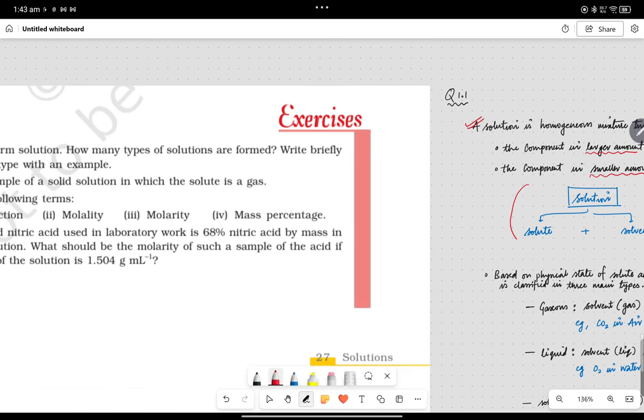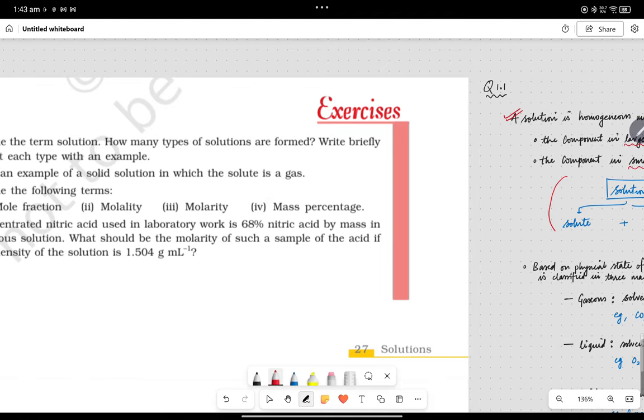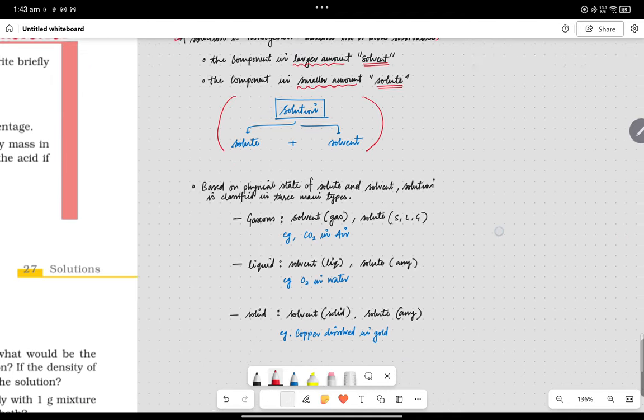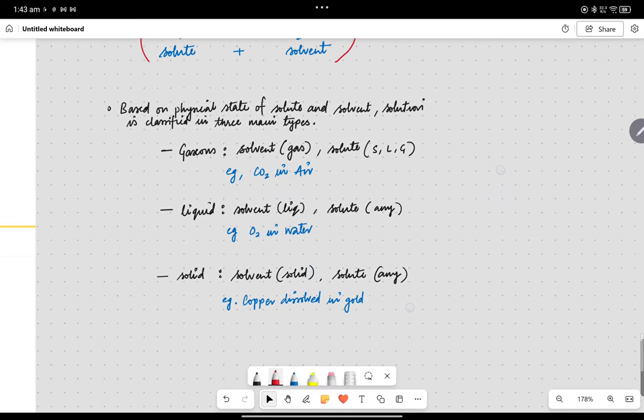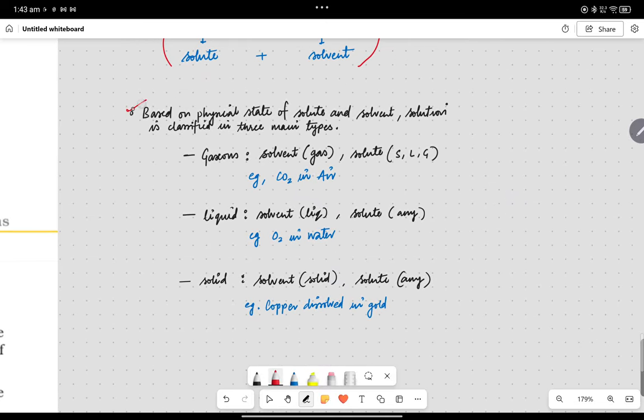answer how many types of solutions are formed, and give an example of each, right? So here, on the basis of the physical state of solute and solvent, a solution is classified into three main types: gaseous solution, liquid solution, and solid solution, right? So it mainly depends on the solvent, on what solvent you have taken. On the basis of that, we decide the phase of that particular solution, right?